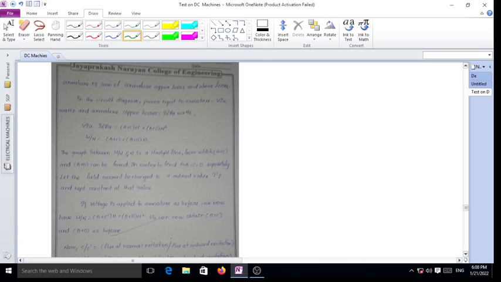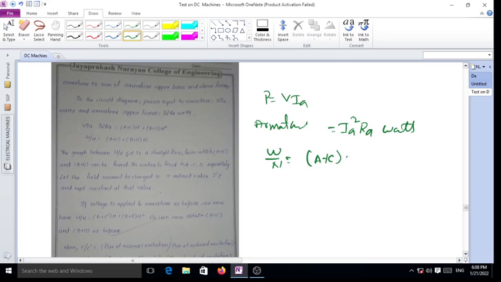Here, the armature is the sum of armature copper losses and the other losses. In the circuit diagram, power input is equal to V Ia, that is, voltage into armature current, in watts. Armature copper loss is equal to Ia square Ra, also in watts. So we can get W by N is equal to A plus C plus (B plus D) N.